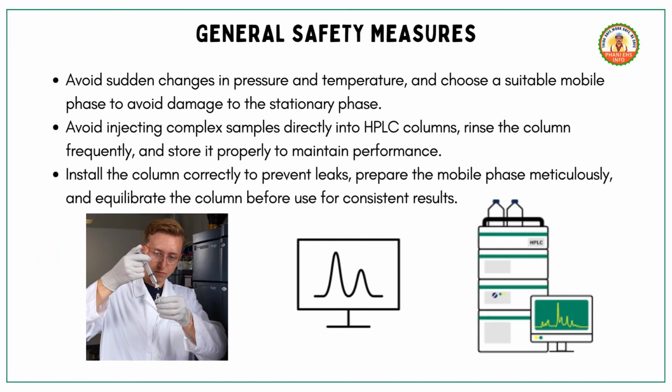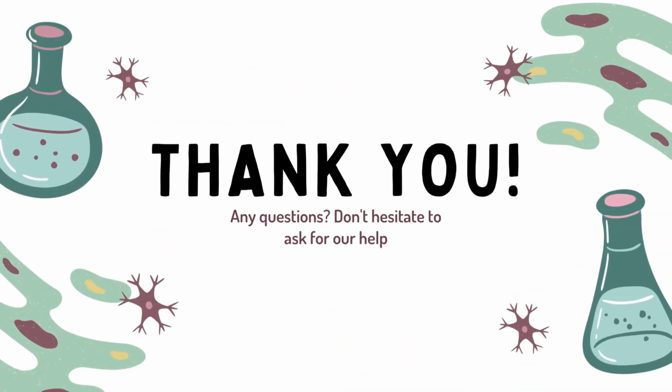General safety measures: avoid sudden changes in pressure and temperature, and choose a suitable mobile phase to avoid damage to the stationary phase. Avoid injecting complex samples directly into HPLC columns, rinse the column frequently, and store it properly to maintain performance. Install the column correctly to prevent leaks, prepare the mobile phase meticulously, and equilibrate the column before use for consistent results. By adhering to these safety precautions and operational guidelines, users can ensure the optimal performance and longevity of their HPLC system while maintaining a safe working environment.